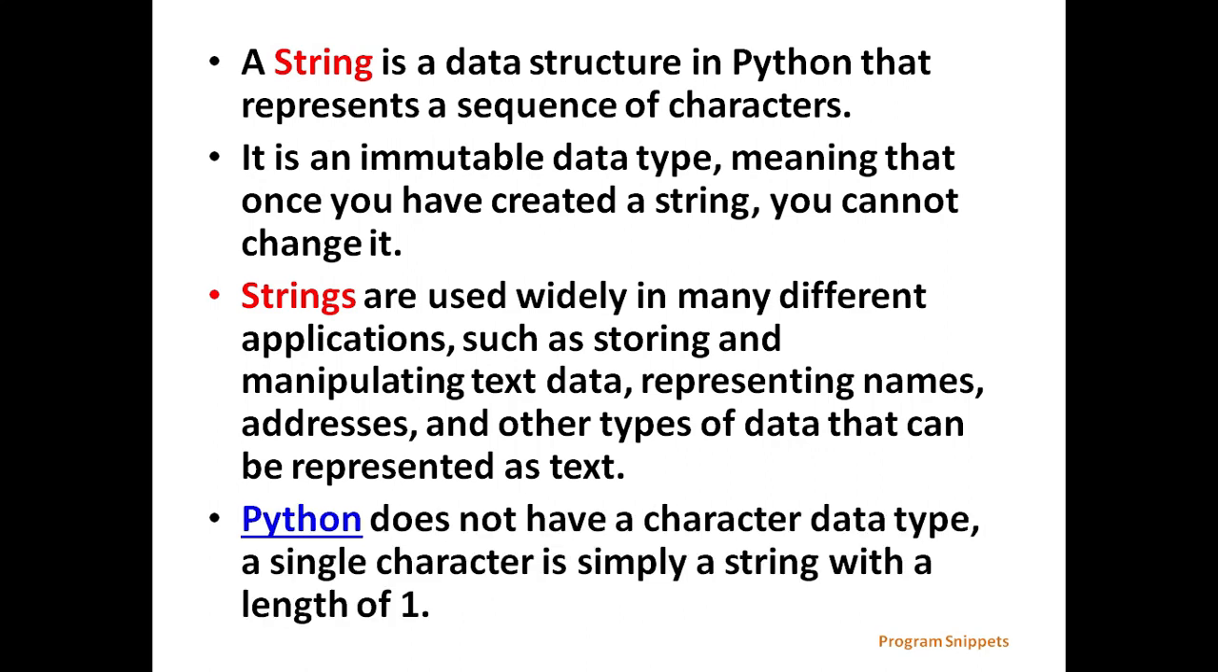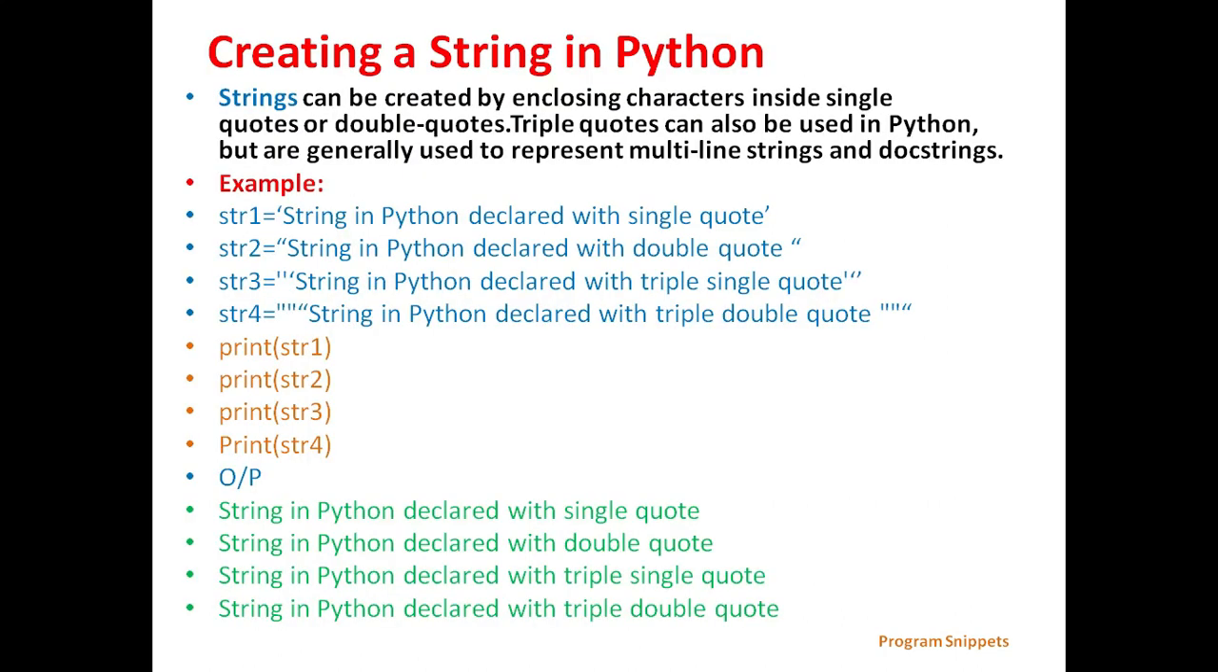Python does not have a character data type. A single character is simply a string with length of 1. Strings can be created by enclosing characters inside single quotes or double quotes. Triple quotes can also be used in Python, but they are generally used to represent multi-line strings or docstrings.